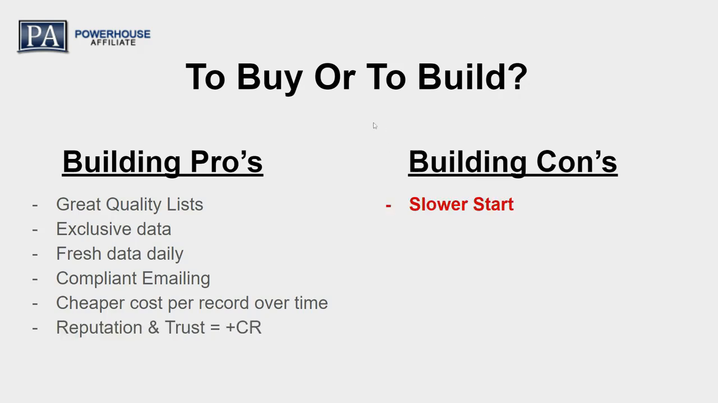So let's look at some of the cons. It's going to be a slower start if you're going to build your own list. But again, the benefits greatly outweigh the cons, so it's much better to list build, even though it is a slower start. You're going to need some tech skills, and if you don't have them, it's fine, but you'll have to outsource to somebody who does. You're going to need to be able to set up your landing or opt-in pages, and know how to integrate your form with your mail client. This may sound difficult, but it really isn't, and inside Powerhouse Affiliate we have multiple resources to help you do that.